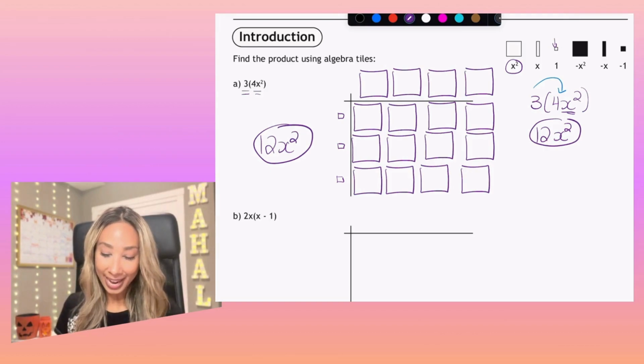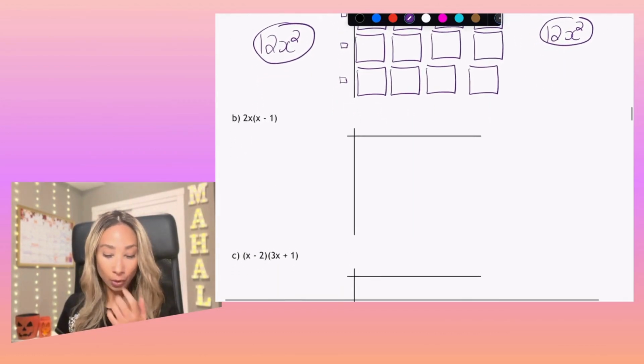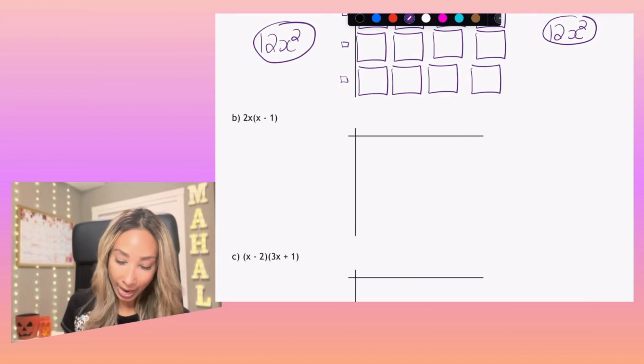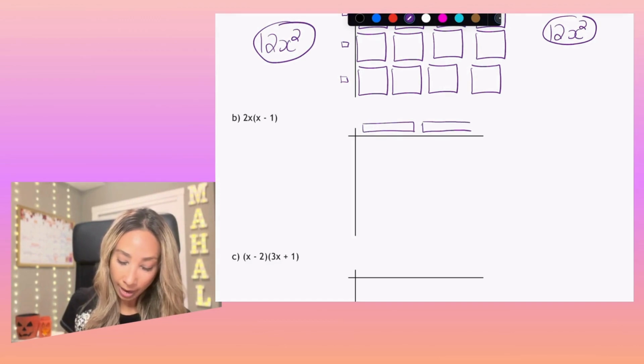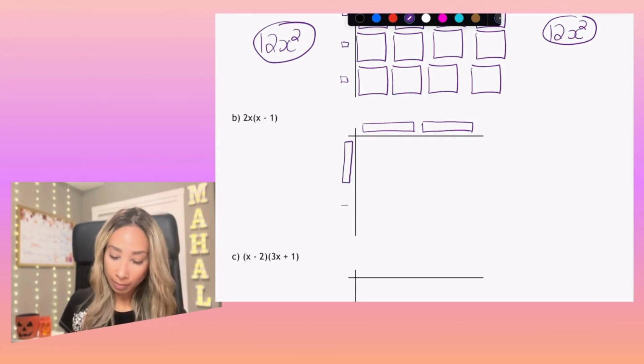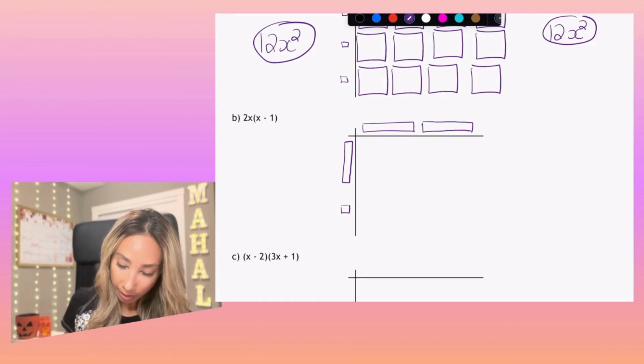Okay, let's look at this example here. So for this one, we have 2x. So here's my x. And we've got x minus 1. So there's my x right here and my negative 1. So we're going to go ahead and multiply them. X times x is going to give us that big x squared.